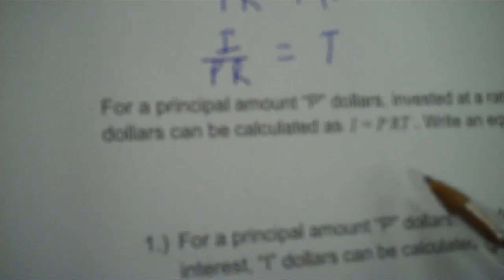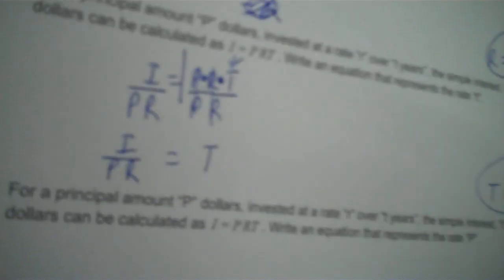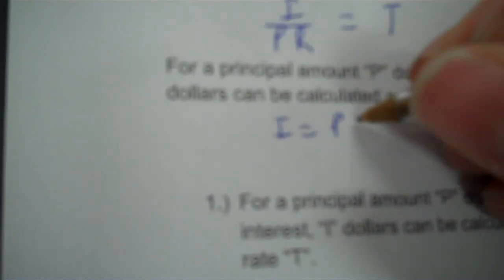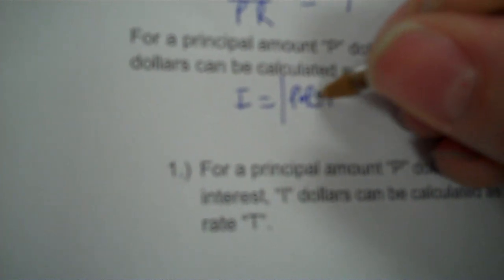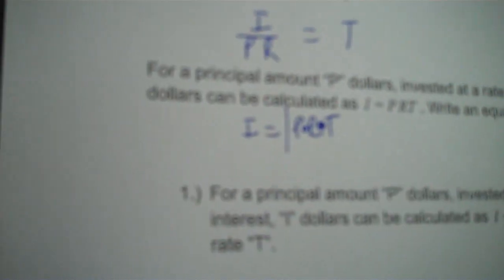Okay, for a principal amount P dollars invested at a rate of R over T years, the simple interest I dollars can be calculated as I equals PRT. Write an equation that represents the rate P. So I have to write the equation for P now. So here's the side of P, times and times. So how do I get rid of times?